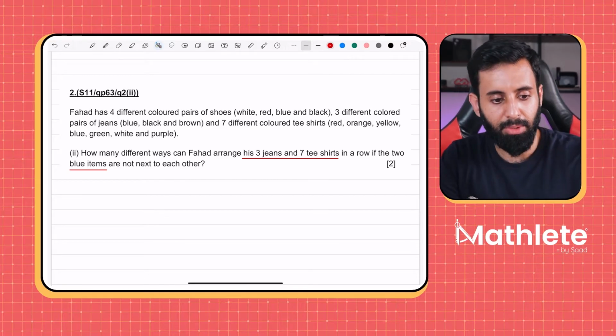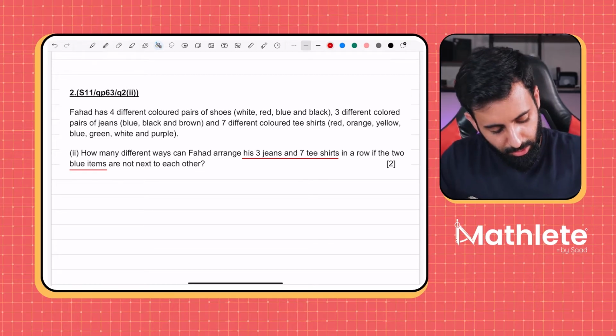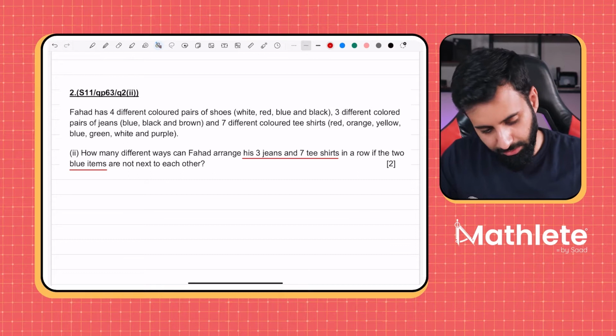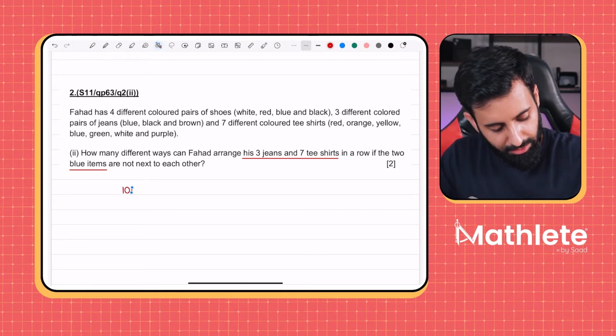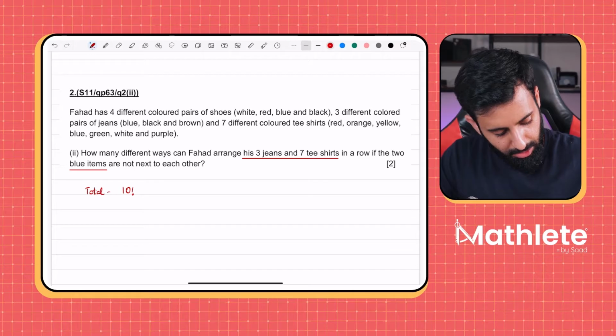So once again, the way that we're going to work this out is that we're going to first put them together and then subtract that from the total. So if you want to work out the total, it would simply be 10 factorial. Why 10 factorial? Because we have 10 objects. So how many ways can you arrange 10 objects? That is equal to, let's work this out.